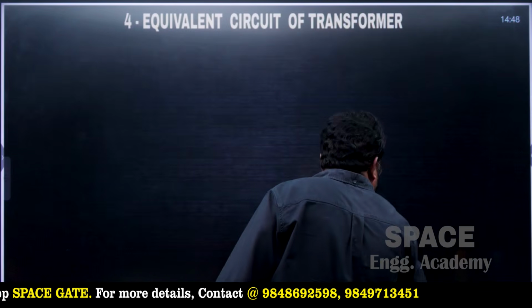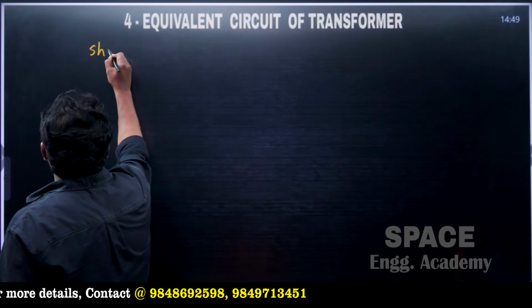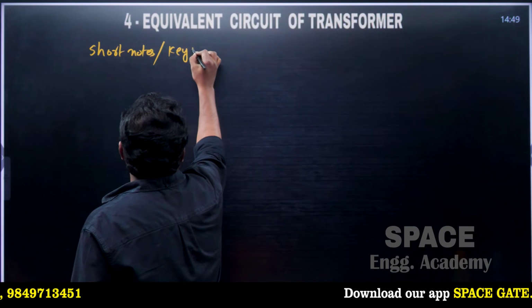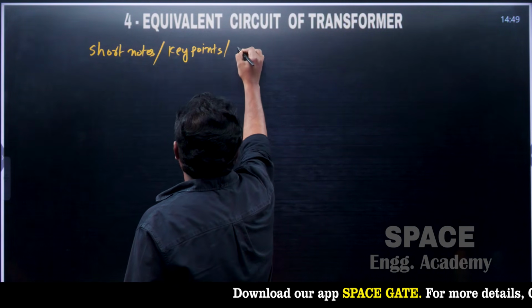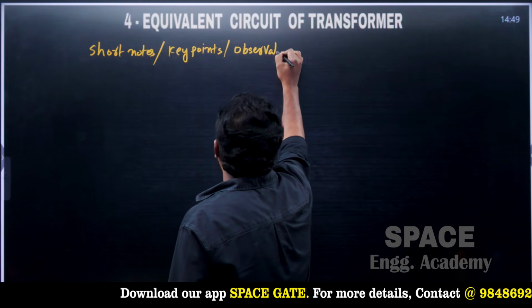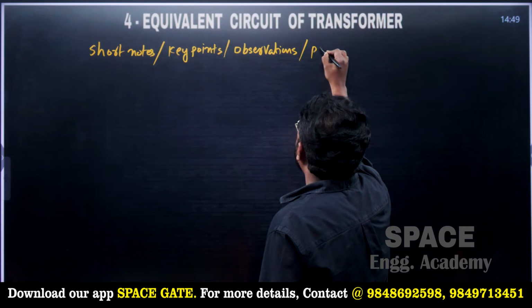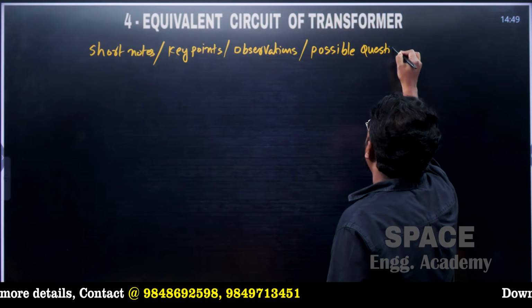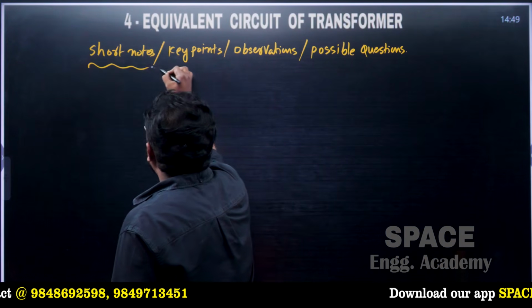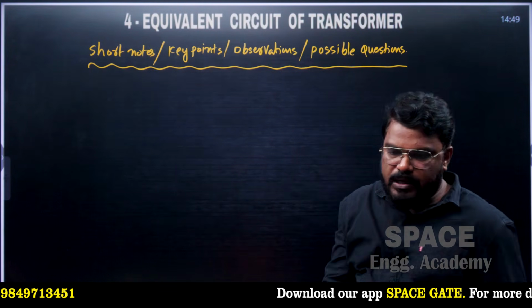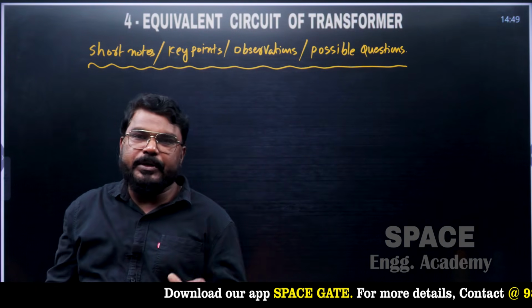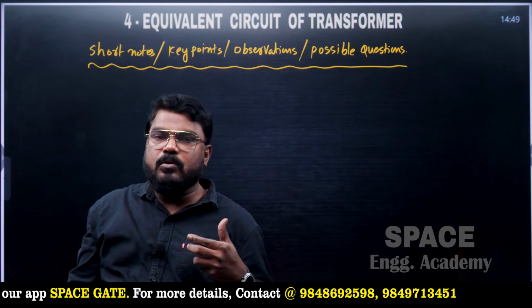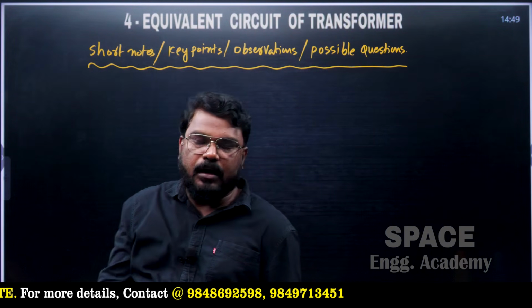First, the short notes point of view. These short notes we can also call key points, or observations from the equivalent circuit, or possible questions in different competitive exams. Equivalent circuit means the electrical circuit representation of all the parameters by using simple circuit elements, known as the equivalent circuit of the transformer.